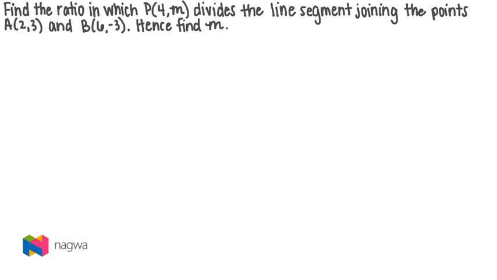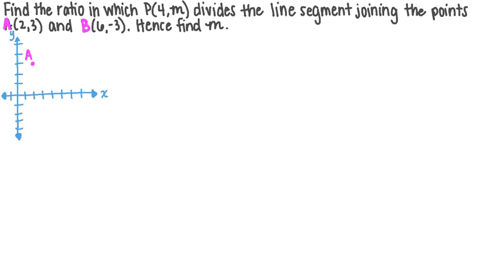Find the ratio in which P, located at (4, m), divides the line segment joining the points A, located at (2, 3), and B, located at (6, -3). Hence, find m. So here we have our coordinate plane, and we have points that make a line segment, A and B. A is located at (2, 3), and B is located at (6, -3). And together they make a line segment.